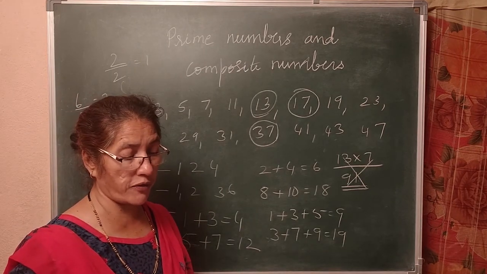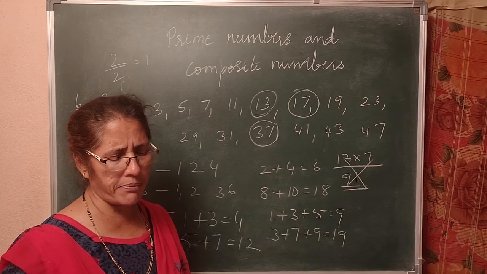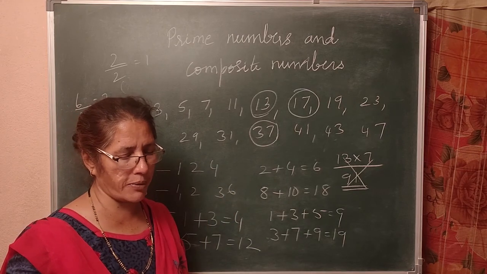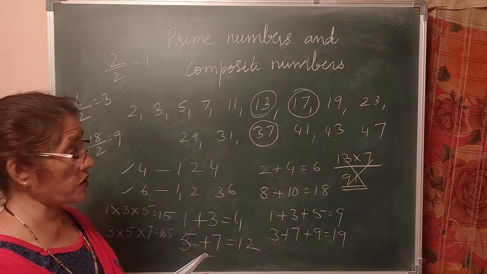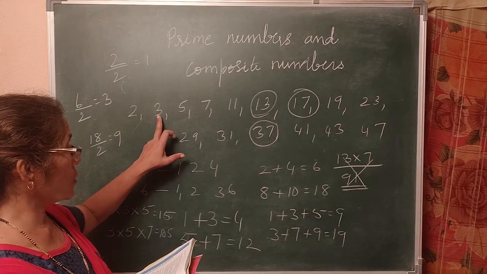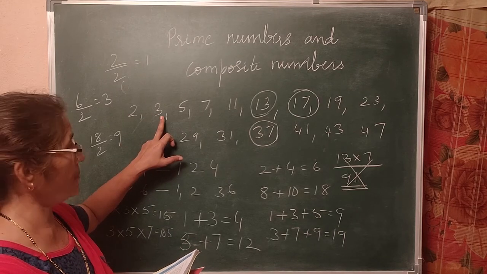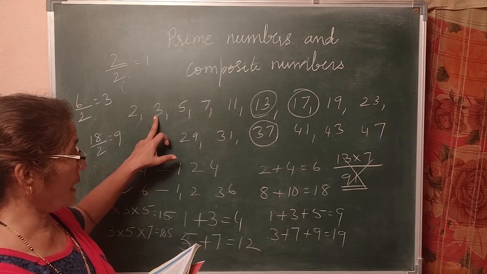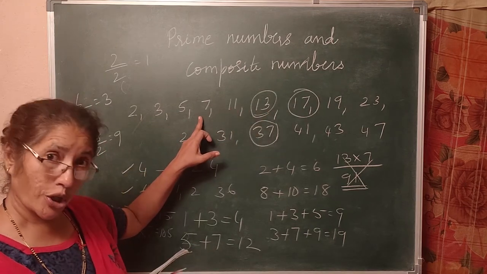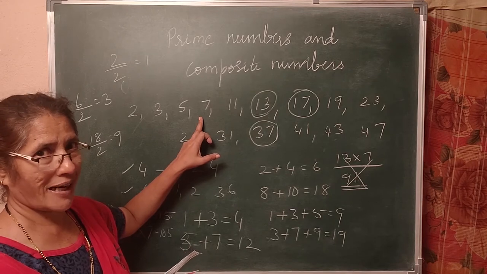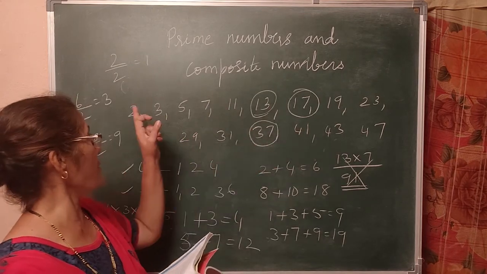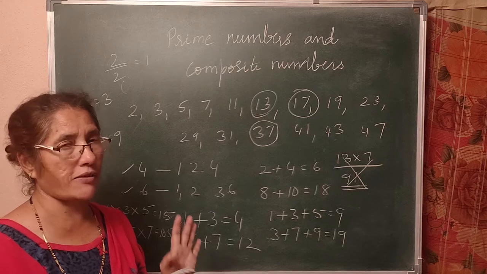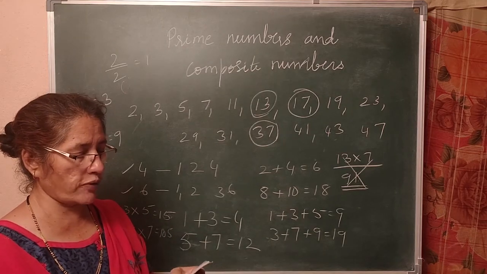Next, 11th question. Write 5 pairs of prime numbers less than 20 whose sum is divisible by 5. So, 2 and 3, 5. 5 is divisible by 5. Correct? 7 and 3, 10. It is divisible by 5. 13 plus 7, 20. It is divisible by 5. Understood? Like that you have to do. Then 17 plus 3, 20. So it is divisible by 5. Now go to the 12th question.